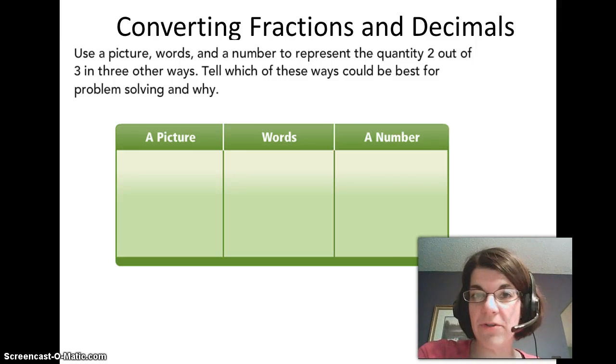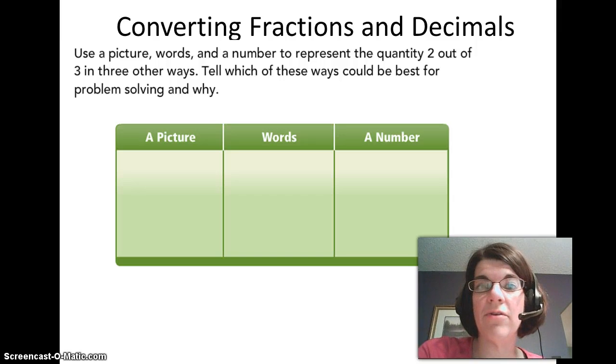So take a look at this first example. It says use a picture, words, and a number to represent the quantity of 2 out of 3 in 3 different ways. So go ahead and pause the video. Fill in the 3 boxes, and I'm going to go over the answer and hopefully you get it right.